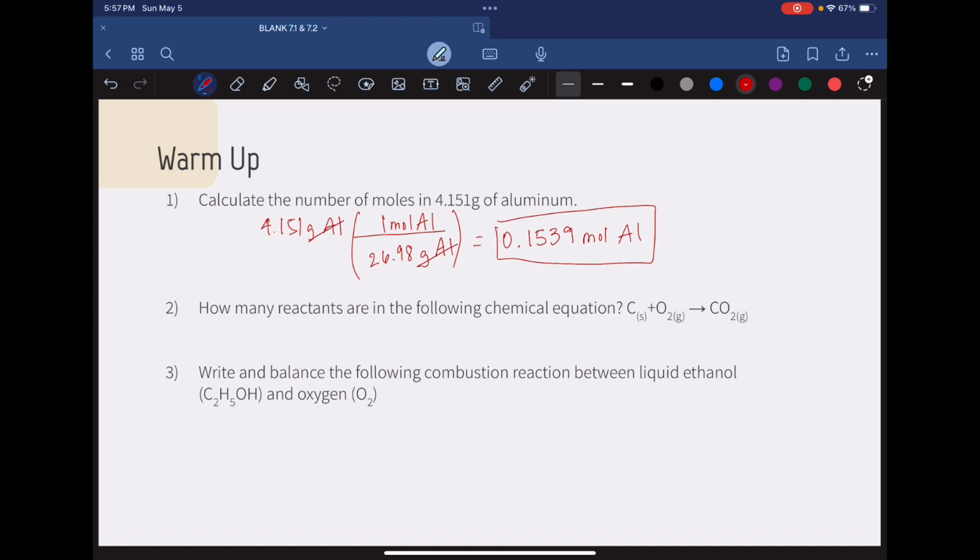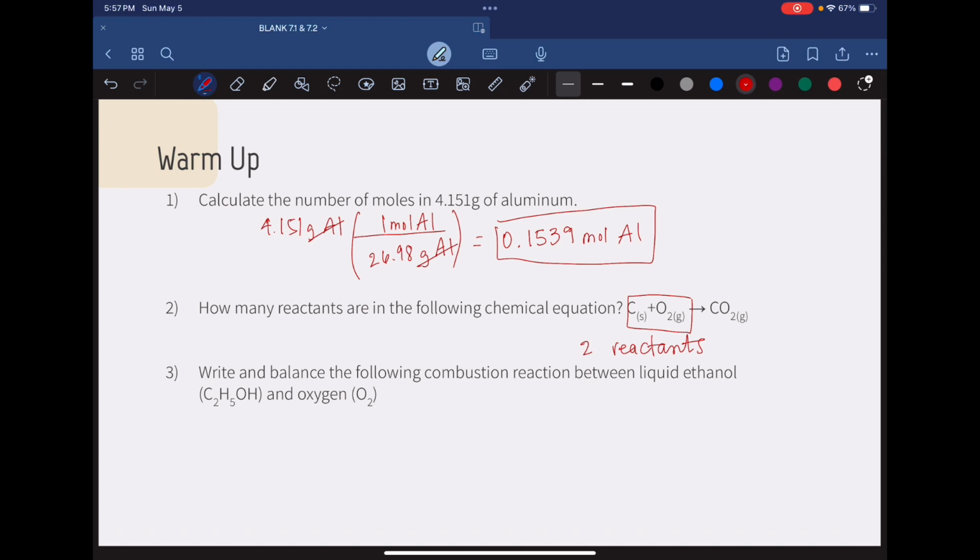The second one is how many reactants are in the following chemical equation? Carbon reacts with oxygen to form carbon dioxide. Reactants are on the left side of the equation, so there's 2 reactants. And this is one product. You could also call this a synthesis reaction.